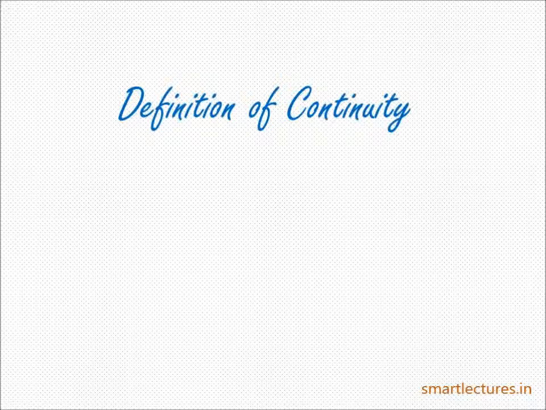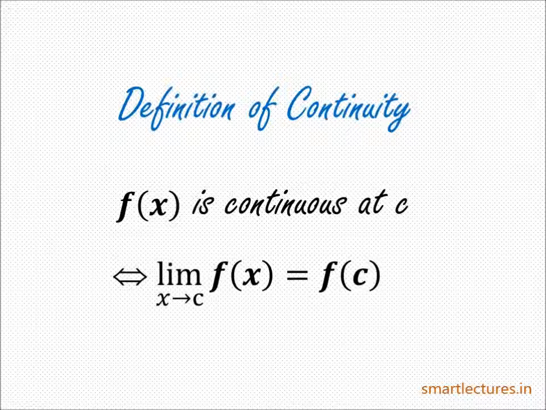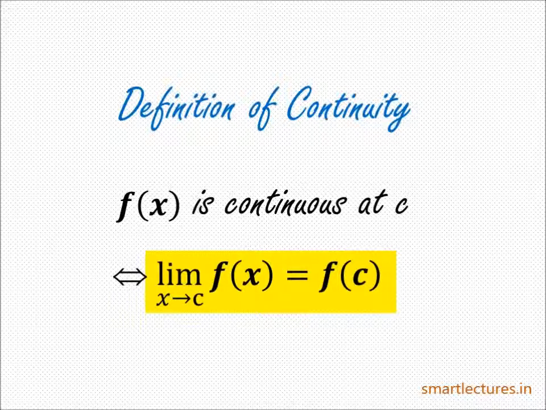And how do we write it mathematically? This is also one of the important definitions of continuity, according to which, if f is a real function on a subset of real numbers and C is a point in the domain of f, then f is continuous at C if and only if the limit as x approaches C of f of x is equal to f of C, the value of the function at the point C. Or in other words, if the left hand limit, the right hand limit, and the value of the function at x equal to C exist and are equal to each other, then f is said to be continuous at x equal to C.